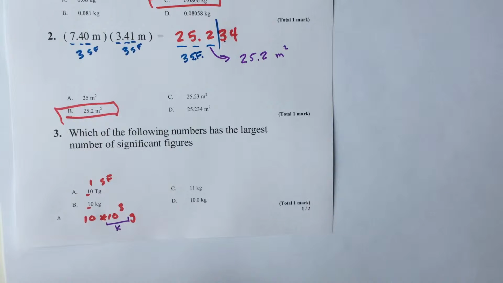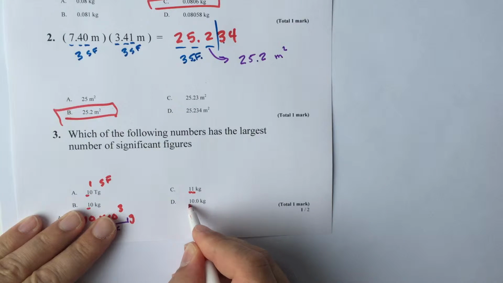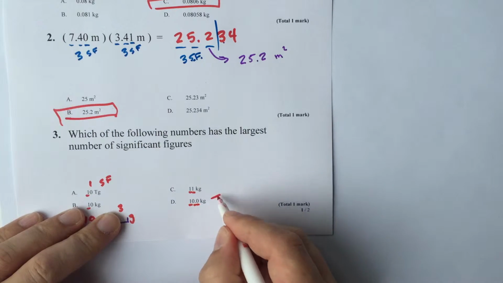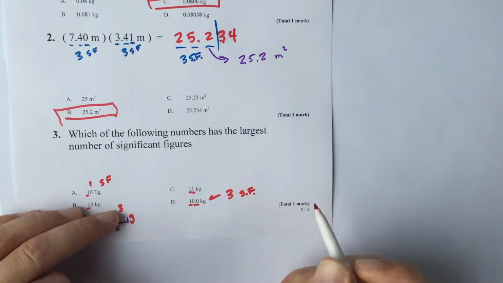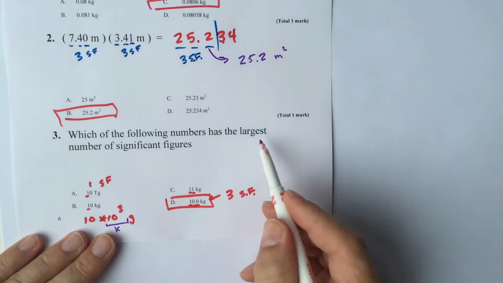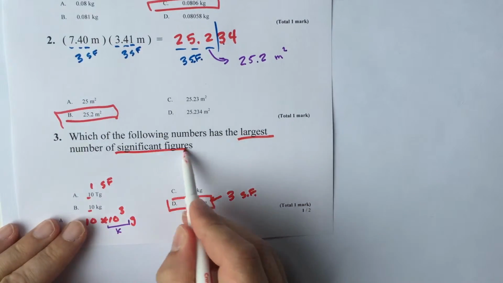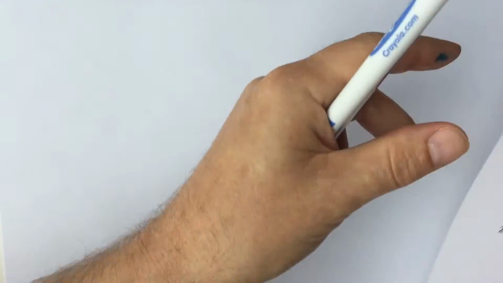All right. Moving on, 11 has 2 sig figs, and 10.0, this is our leftmost. That's also our rightmost non-zero. We have a 0 that's trailing behind a decimal, and we have sandwiched significant figures. So this has 3 significant figures, and that means that it is the number with the largest number of significant figures. All right, moving on. Number 4.